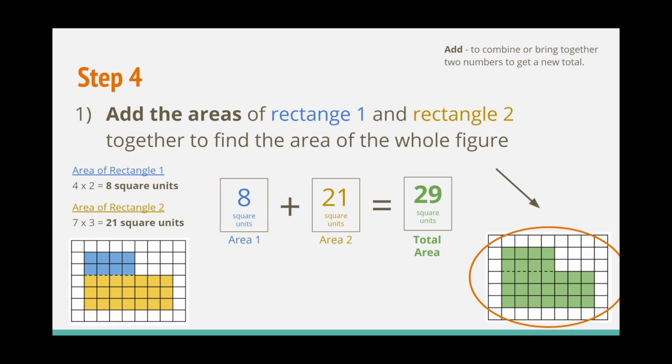Step 4, add the areas. Add the areas of rectangle 1 and rectangle 2 together to find the area of the whole figure. We found that the area of rectangle 1 was 8 square units, and the area of rectangle 2 was 21 square units. To find the area of the whole figure, we would just add those. 8 square units plus 21 square units equals 29 square units. That is the area of the whole figure, that green one.